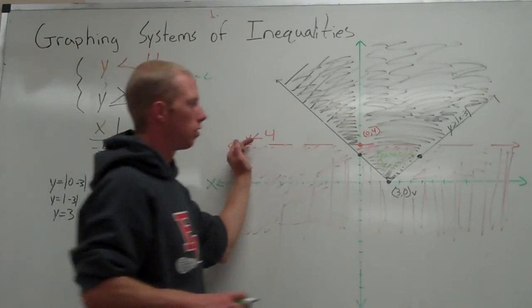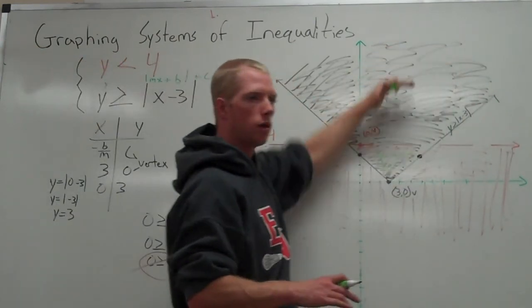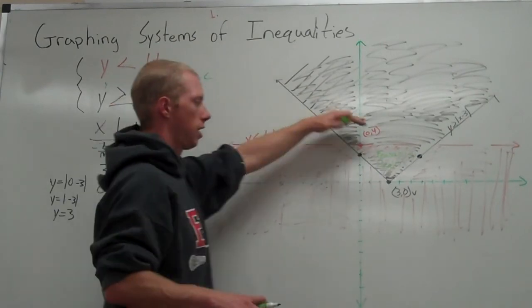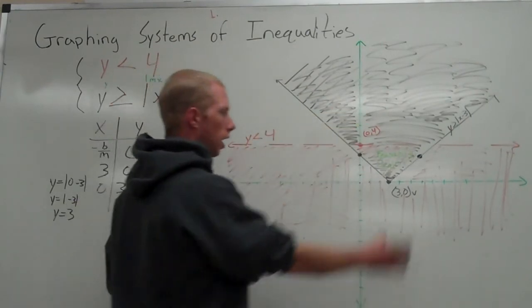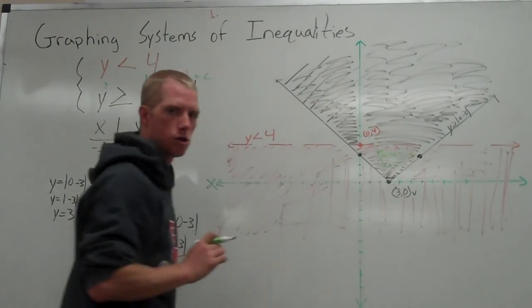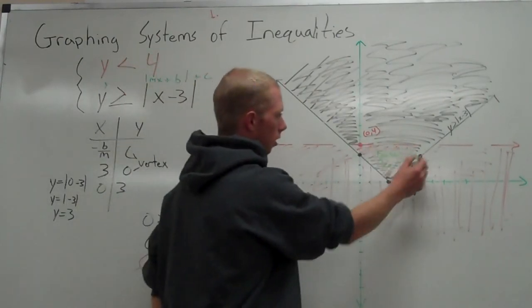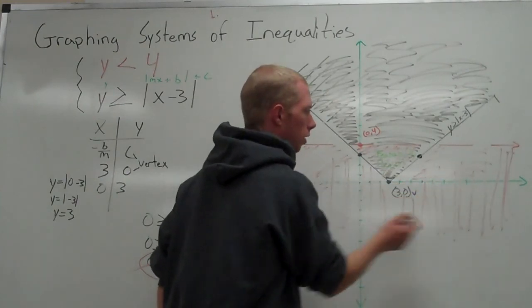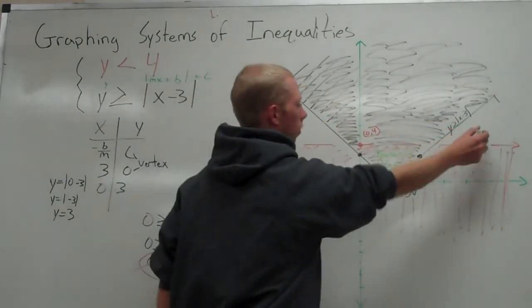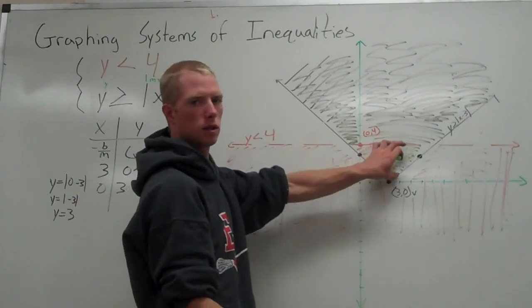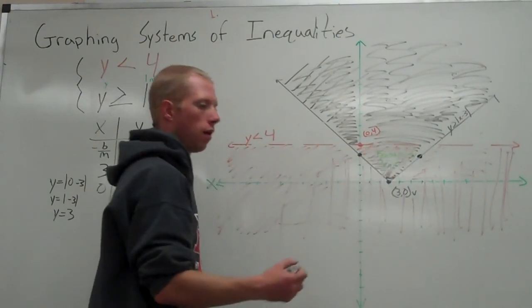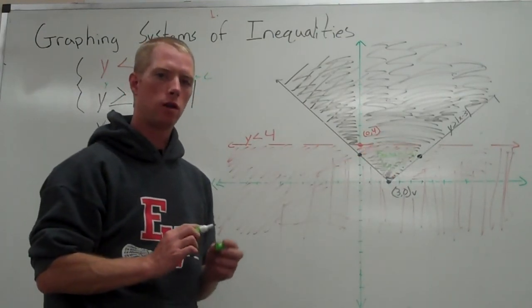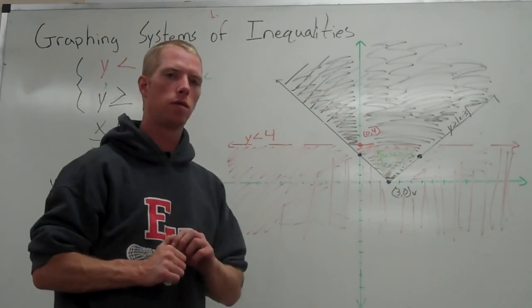So we came through, we graphed both our absolute value and shaded, our line and shaded, and then we said this is the feasibility region right in this little triangle here. Not up here, not down here, not over there, not here or here, but just in this little triangle. That's how you do an absolute value in a system of inequalities.